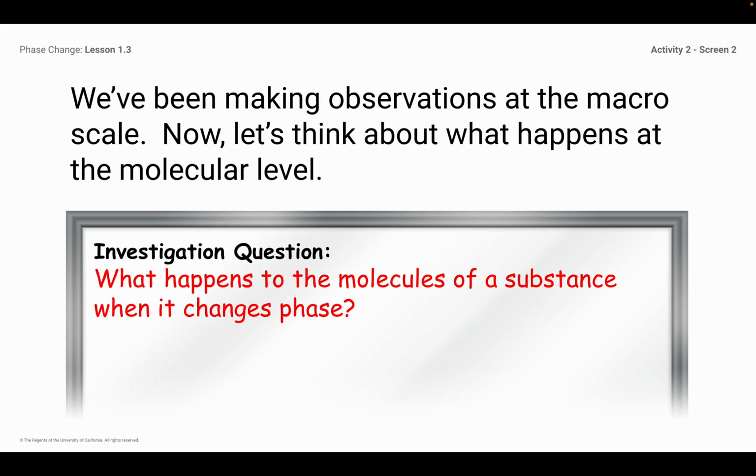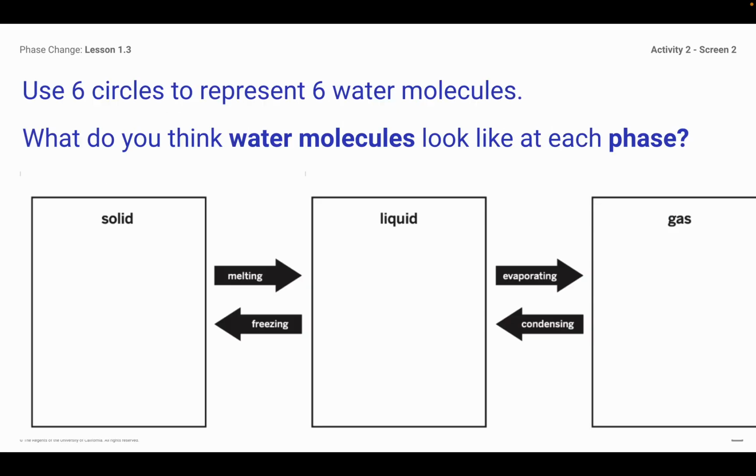Okay, so we've been making observations at the macro scale. Now let's start thinking about what happens at the molecular level. So in your notes, I have this question: what happens to the molecules of a substance when it changes phases? What is happening at the molecular scale?